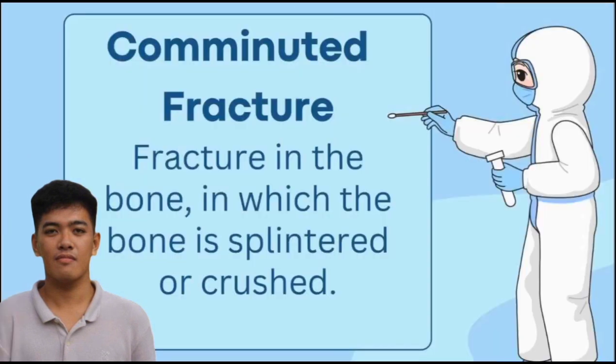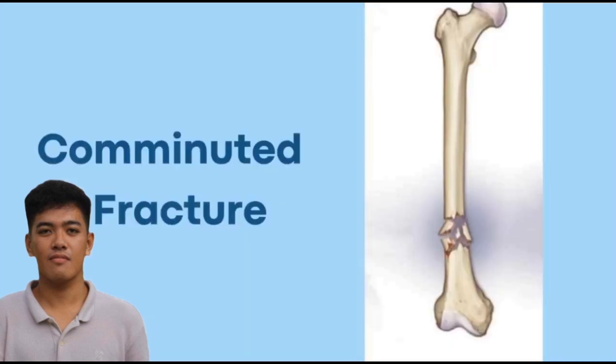Comminuted fracture is a fracture in the bone in which the bone is splintered or crushed. A comminuted fracture is a type of bone fracture characterized by shattering or breaking of a bone into multiple fragments. In this type of fracture, the bone is broken down into 3 or more pieces, which can result in a more complex and challenging injury to treat.